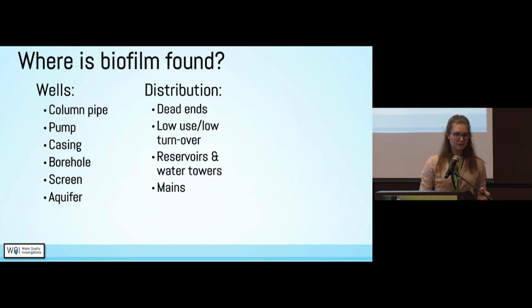Now, beyond wells, distribution sites have a lot of biofilm growth potential. Dead ends are basically the ends of pipes that are not really in use, and that's where a lot of stagnation occurs. We also see areas with low use, low turnover. For instance, if we have a home where it's an older couple, they don't use a lot of water, they may have had kids at one time, and that water usage has changed. That is a prime area of growth for biofilm. Reservoirs and water towers, as well as distribution mains, just like that picture I showed earlier.